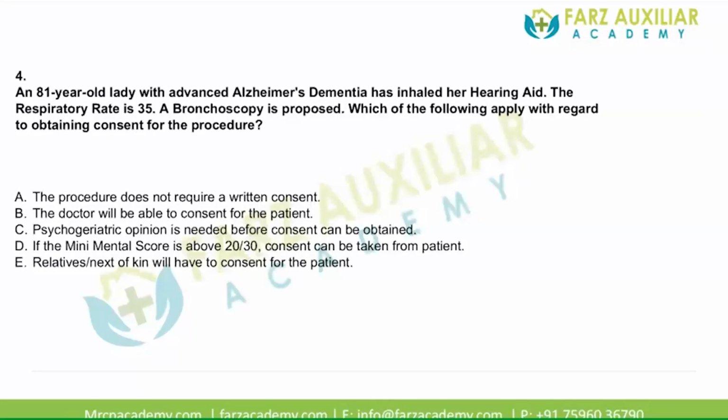Next question. An 81-year-old lady with advanced Alzheimer's has inhaled her hearing aid. Her respiratory rate is 35. A bronchoscopy is proposed. Which of the following apply with regards to obtaining consent for the procedure? This is a medical legal case, a medical legal scenario. Again, not very uncommon in the MRCP. Please give your choice.